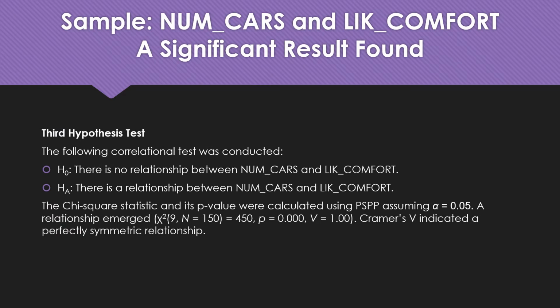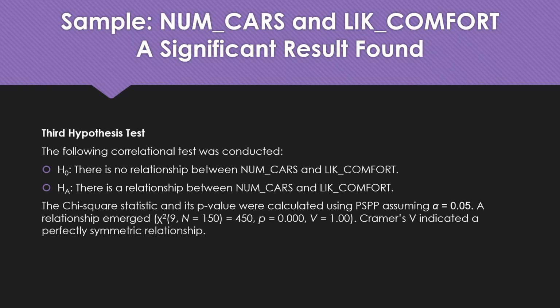The third and final test performed involved a sample, numCars and light comfort. Unlike the other two tests performed, a significant result was found. So let's break down the hypothesis test and determine how we came to this conclusion. The null hypothesis in this instance is there is no relationship between numCars and light comfort. The opposing view is that there is a relationship between numCars and light comfort.